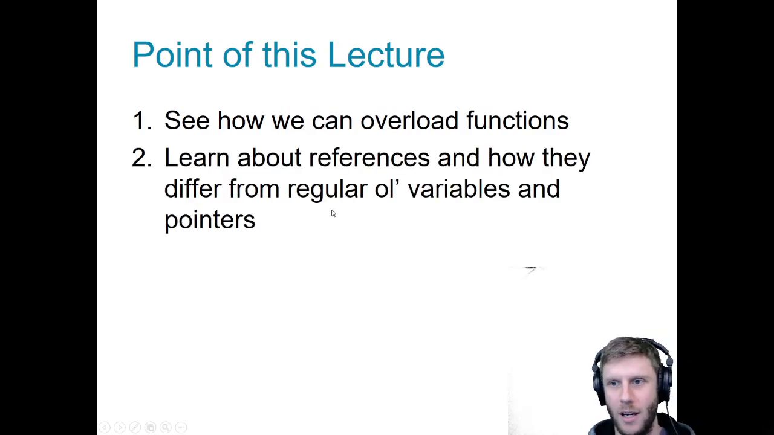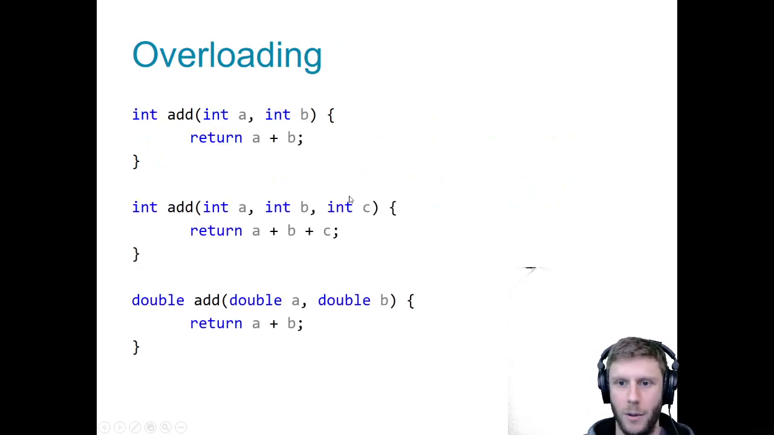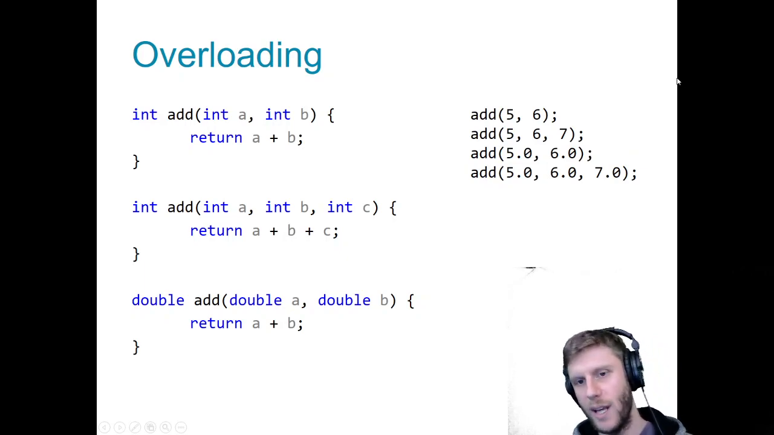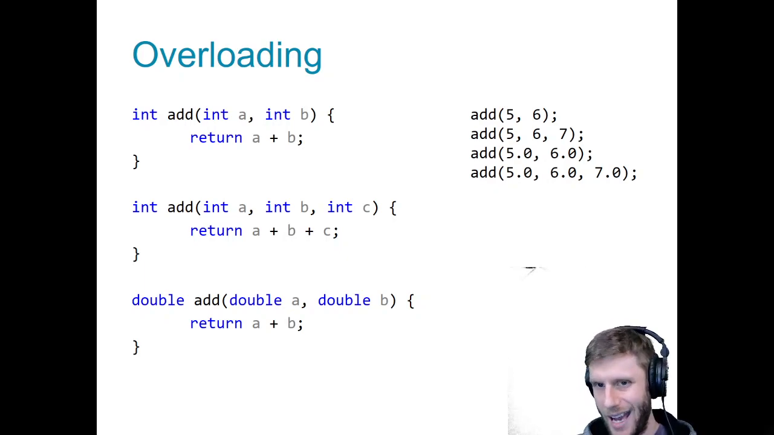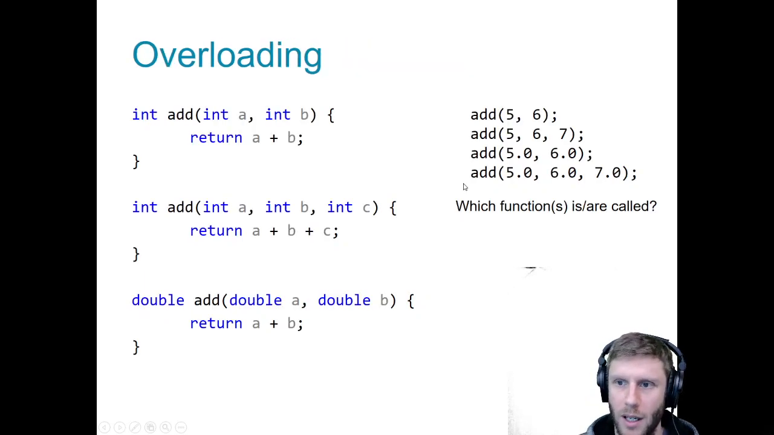So the point of this lecture: see how we can overload functions, learn about references and how they differ from regular old variables and pointers. Okay, overloading. There we go. All of these will work. Even though we have 3 different definitions of the add function here, it all still checks out. It's very happy about this. Now, this third one here will be problematic because it's probably going to try to run the int one and just treat these as integers. But anyways.